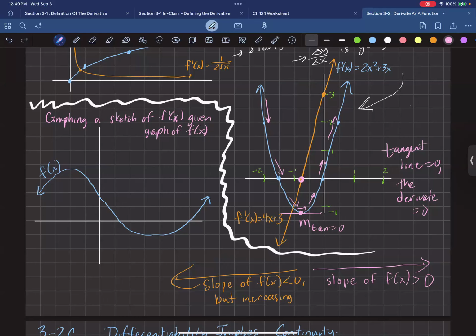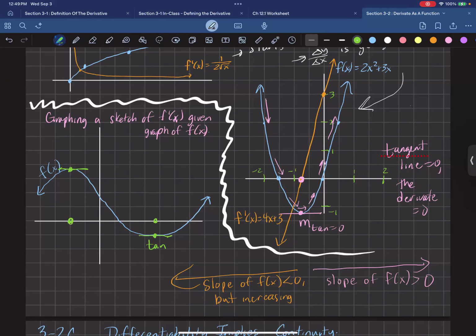So we can take advantage of that here. I put this in over here so that we can practice. So right here, we've got a flat line for the tangent. And right about here, we've got a flat line for the tangent. So f prime of x will have a 0 there. So the m tangent equals 0 is where f prime of x equals 0. So we got those 2 points right there.